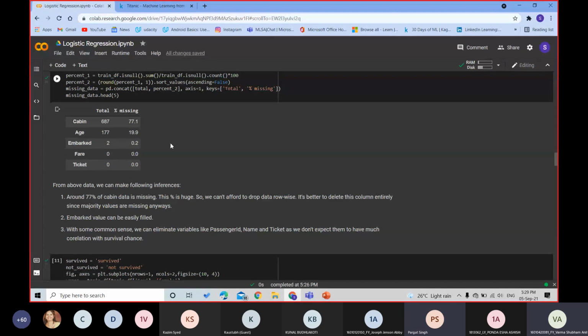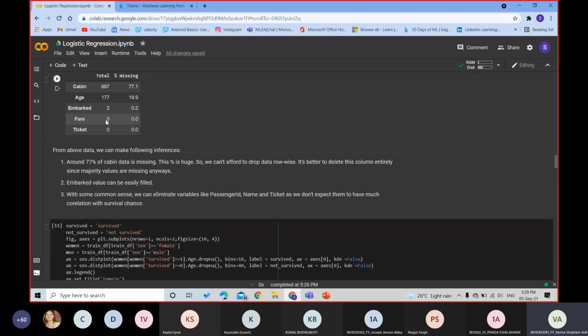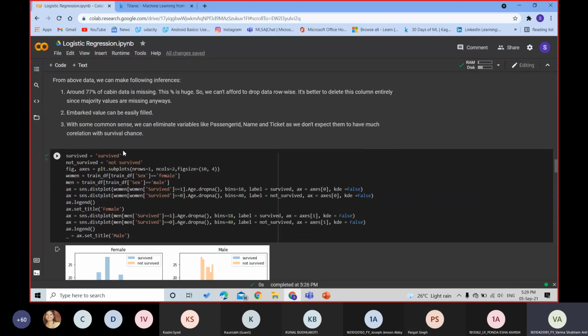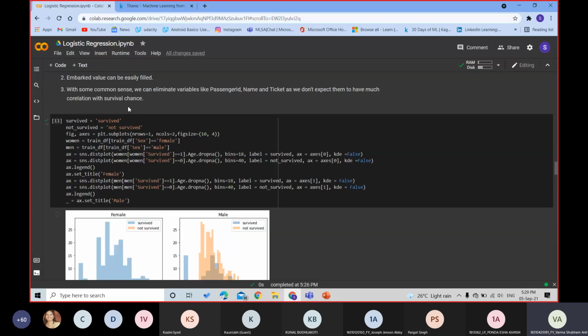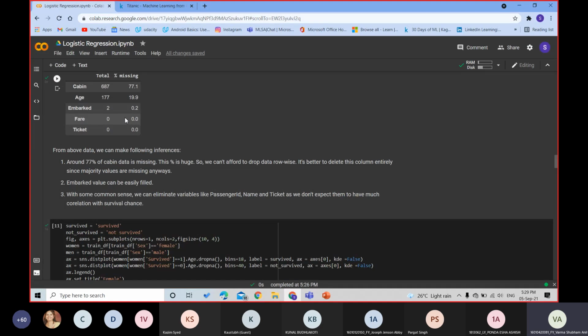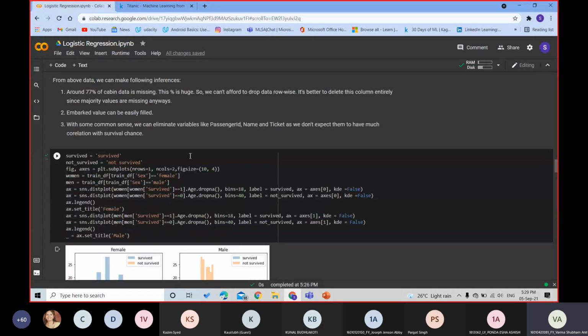Okay. So the same thing is written here: cabin has 77% data missing, so we will drop that. And similarly, embarked has only 0.2% data missing, so we can easily fill the field by finding the mean and putting it into the places where we have missing values.